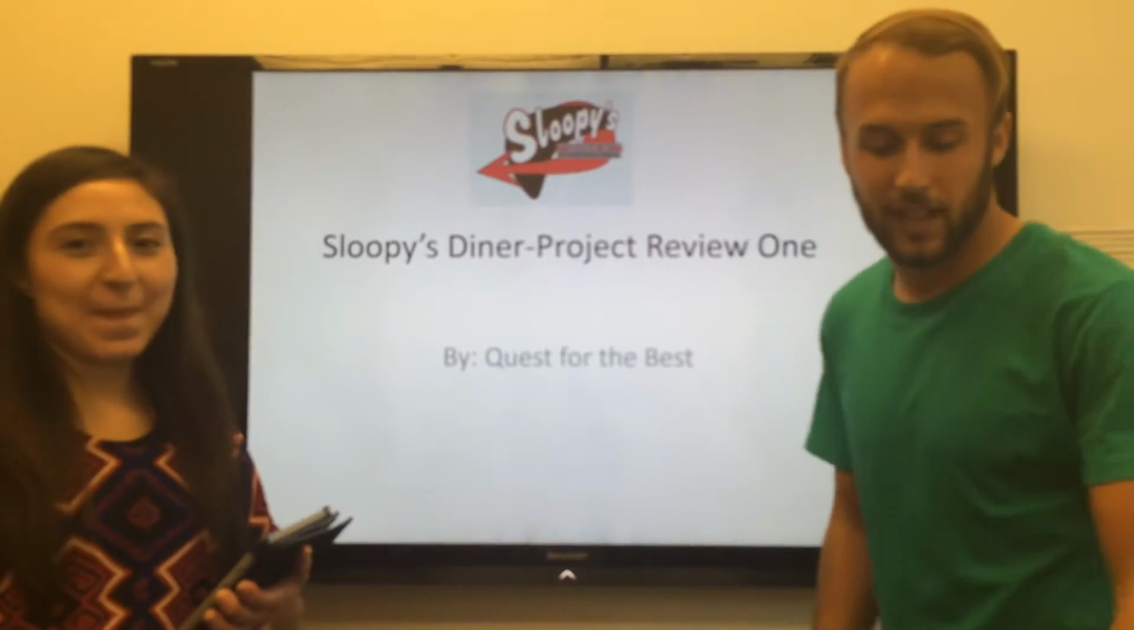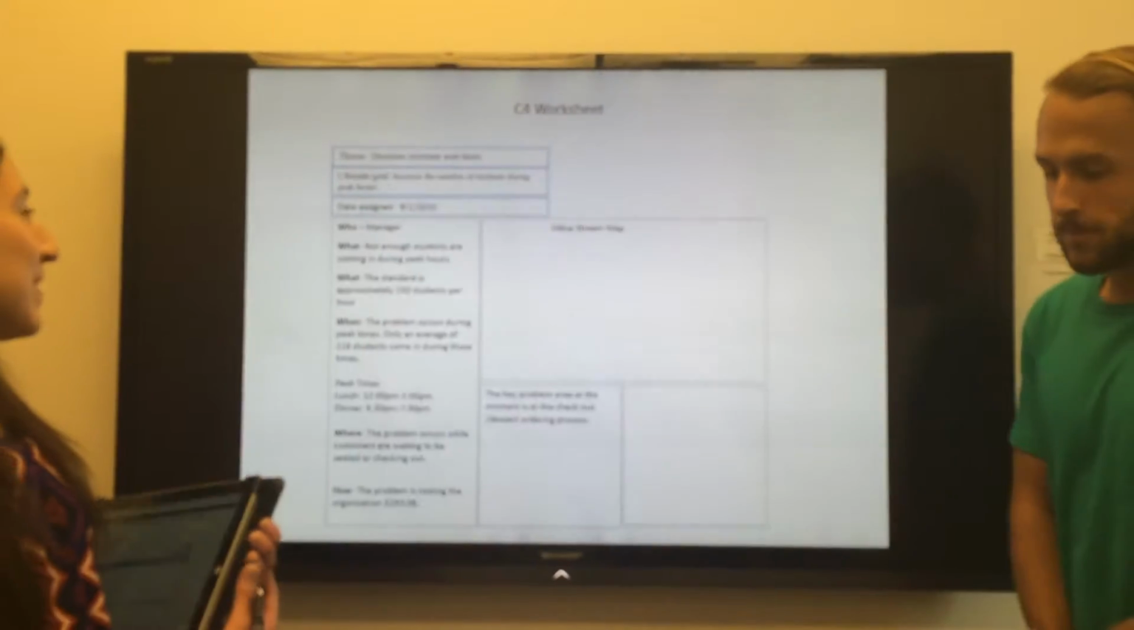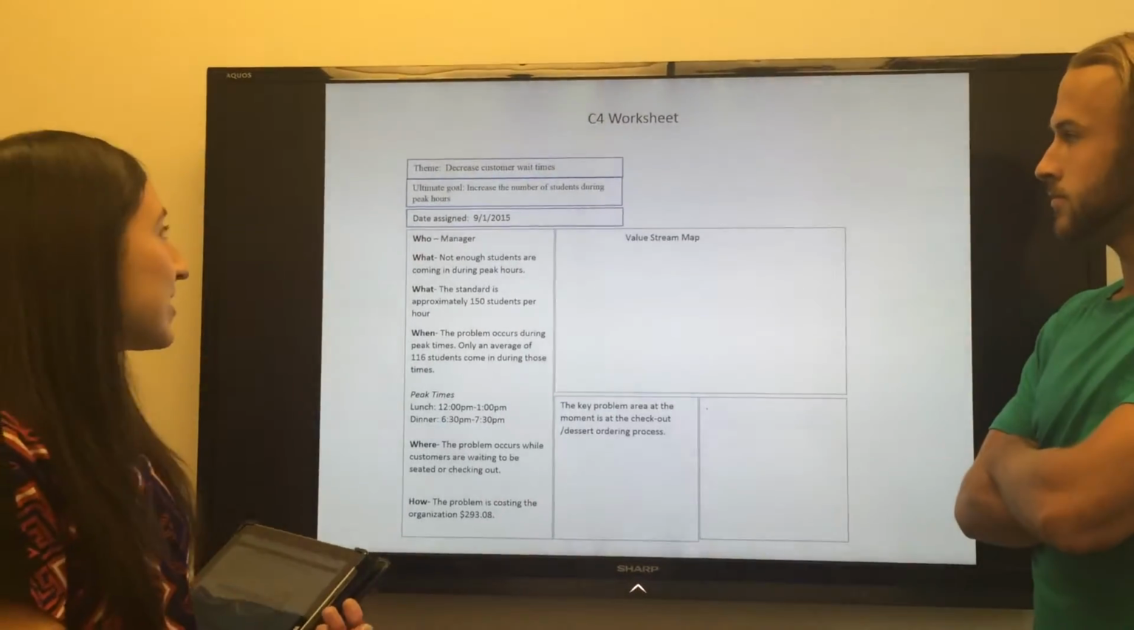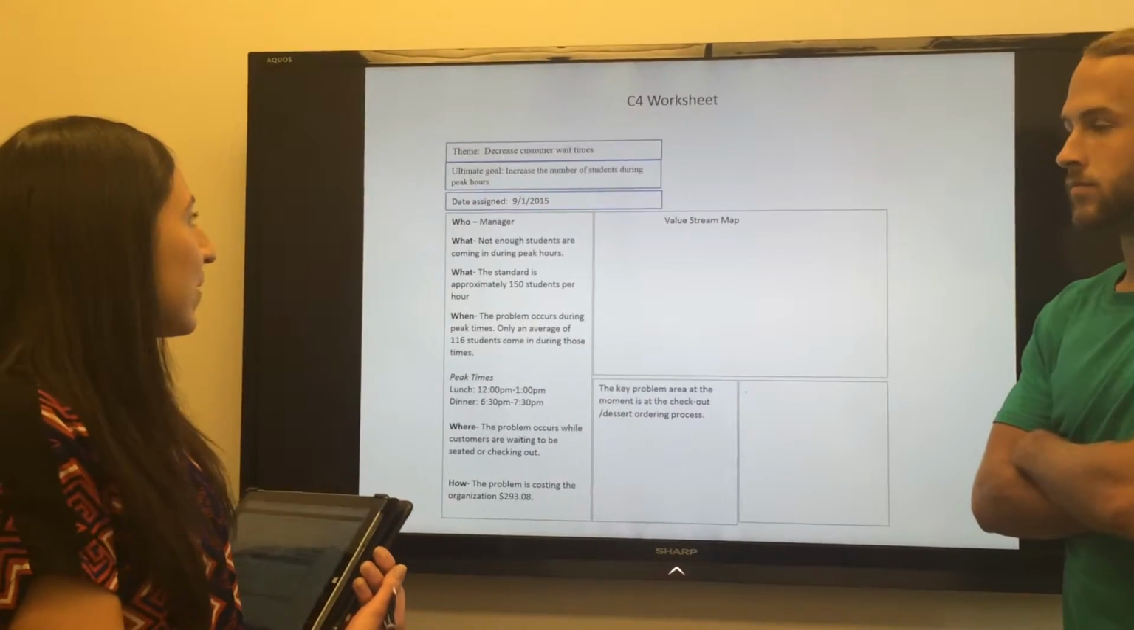So let's get into it with Gabby on the C4 worksheet. Okay, so the theme for our problem will be to decrease customer wait times, and our ultimate goal is to increase the number of students during peak hours.